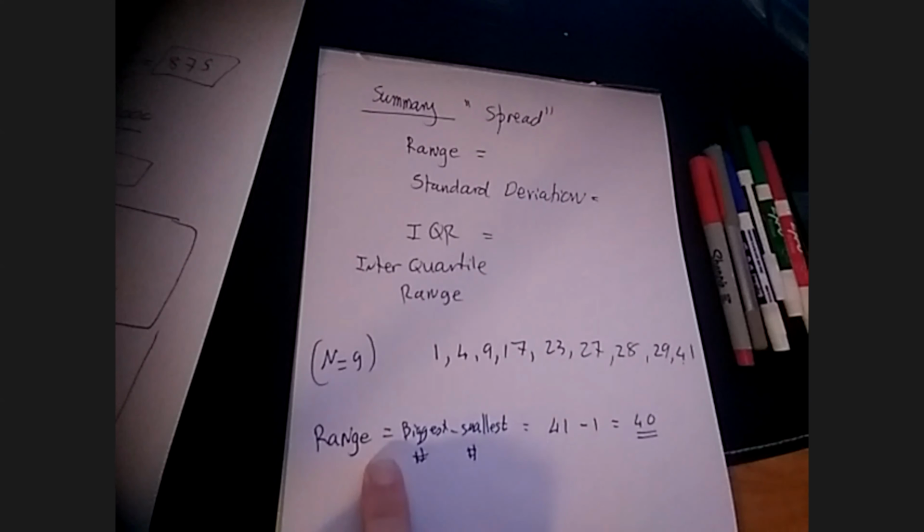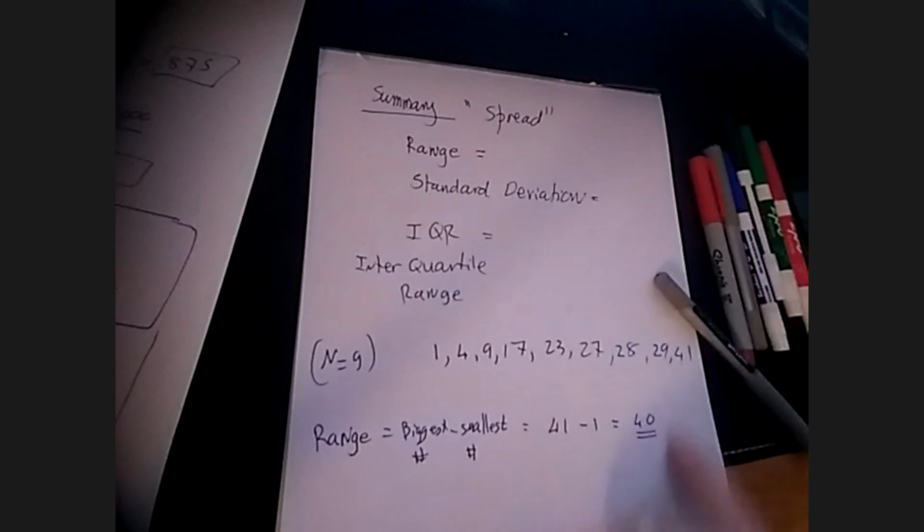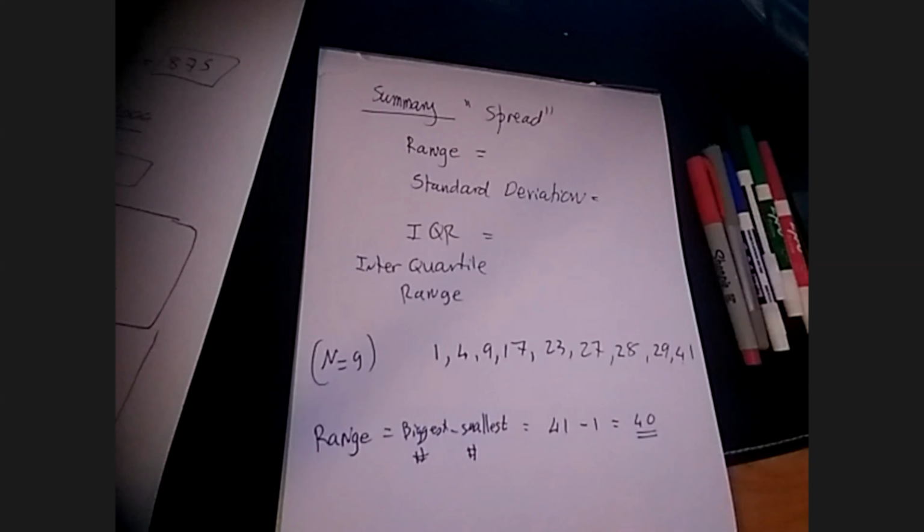Now, one of the biggest drawbacks with calculating the range is, isn't the range really susceptible to the biggest and smallest numbers? Because they're the only two that are used. And if either one of them was an outlier, you could get a really big range when in real life, most of the people had similar scores.